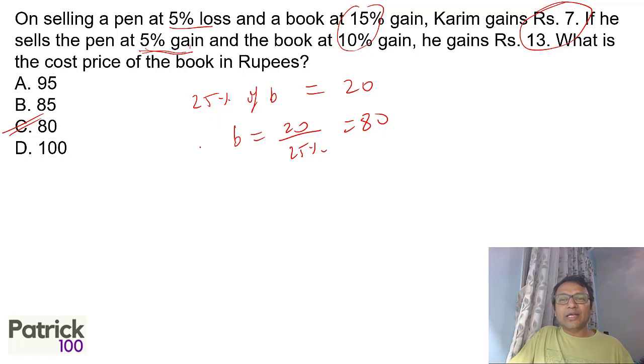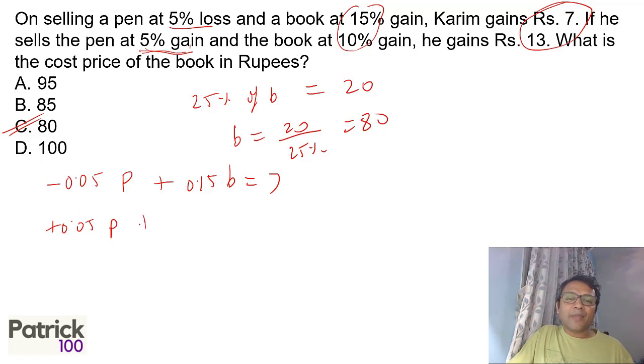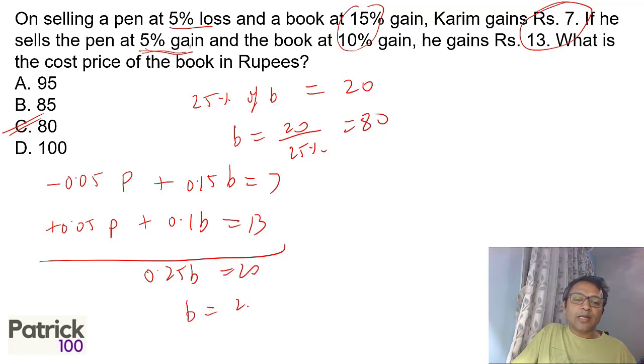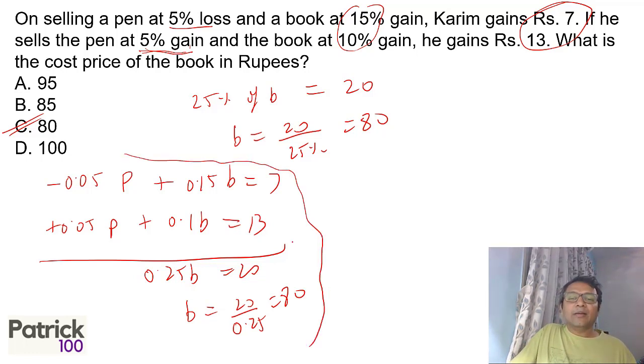There's also a way to put equations and solve. Like 5% loss is 0.05 loss of pen, let's say P, plus 0.15 profit of book is equal to 7. Next is 0.05 pen plus 0.1 B is equal to 13. Add the two equations. That's what we did out here already. 0.25 book is equal to 20. So you get book equal to 20 upon 0.25, which is 80. So you can form equations, you'll get the answer easily. But yes, if you want to save time, try to do it orally as far as possible. Easy sum, you will get the answer as 80 directly.